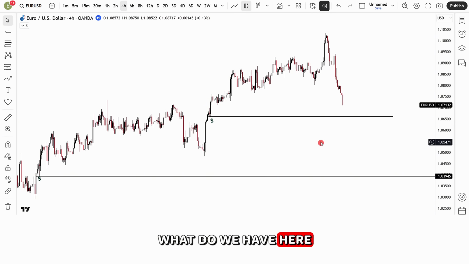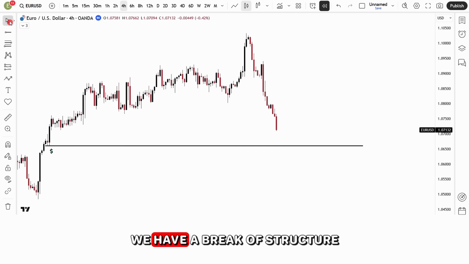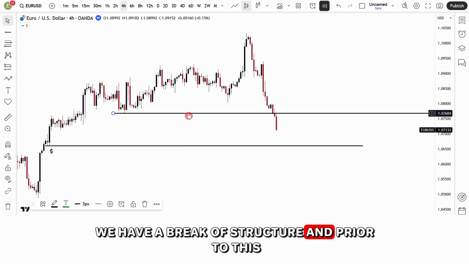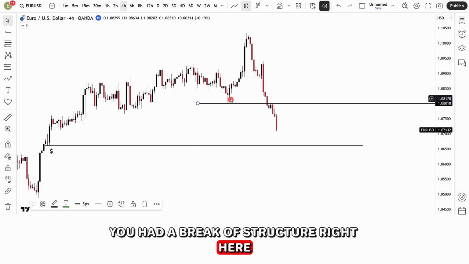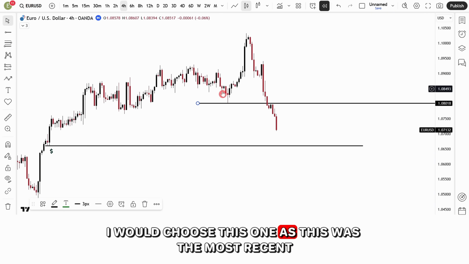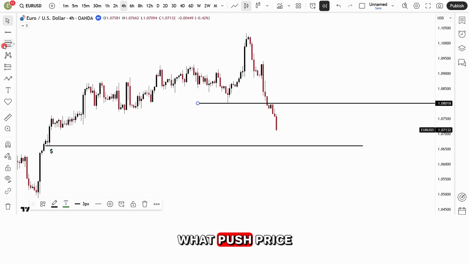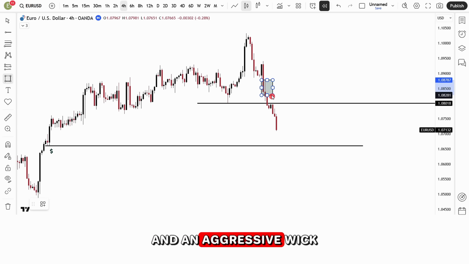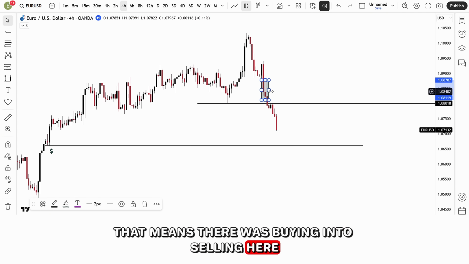What do we have here? We have a break of structure, and prior to this, you had a break of structure right here. I would choose this one as this was the most recent. What pushed price is this candle right here. When you have wicks on both sides and an aggressive wick, that means there was buying into selling here.